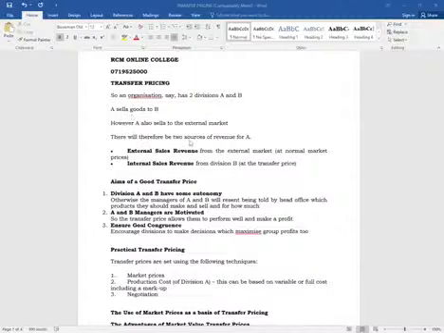There will therefore be two sources of revenue for A. There'll be external sales revenue from the external market at normal market prices, and then there shall be internal sales revenue from division B at the transfer price.